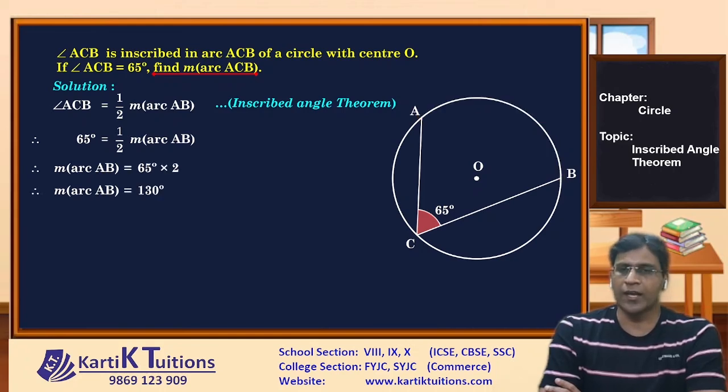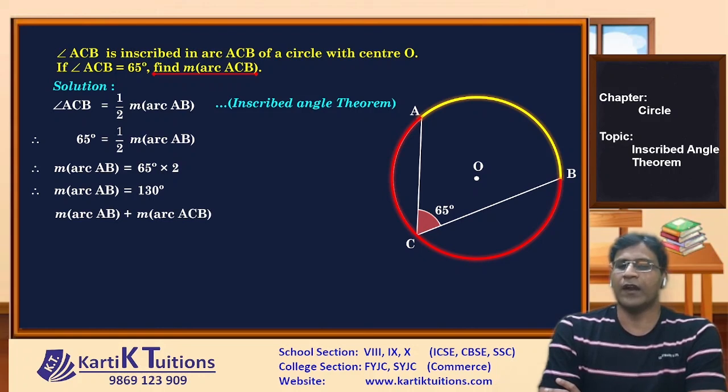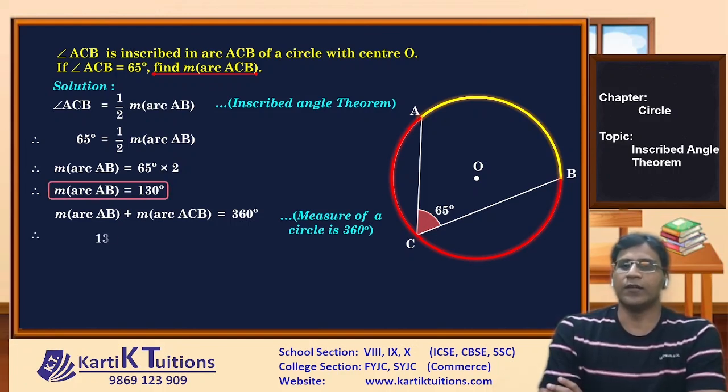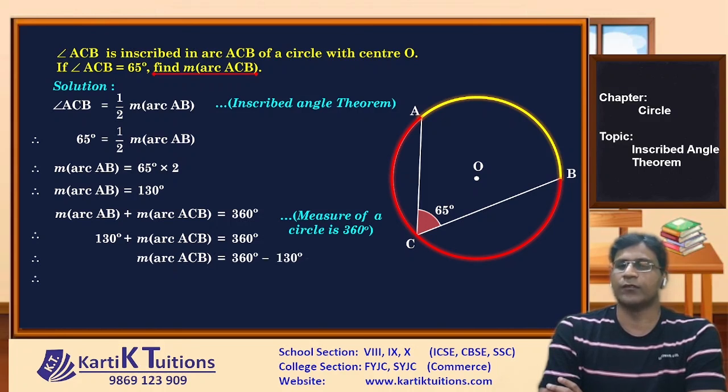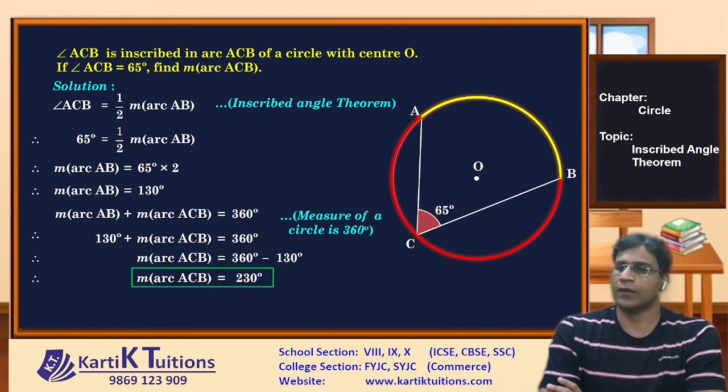Now, arc AB, we got it as 130 degrees. Observe the figure. Arc ACB and arc AB together form a circle. So in other words, major arc ACB plus arc AB, when we add, the total has to be 360 degrees. Why? Measure of a circle is 360 degrees. Now in this, we know the arc AB. How much is it? 130 degrees. So 130 plus major arc ACB is equal to 360 degrees. So in other words, major arc ACB becomes 360 minus 130. So major arc ACB becomes 230 degrees.